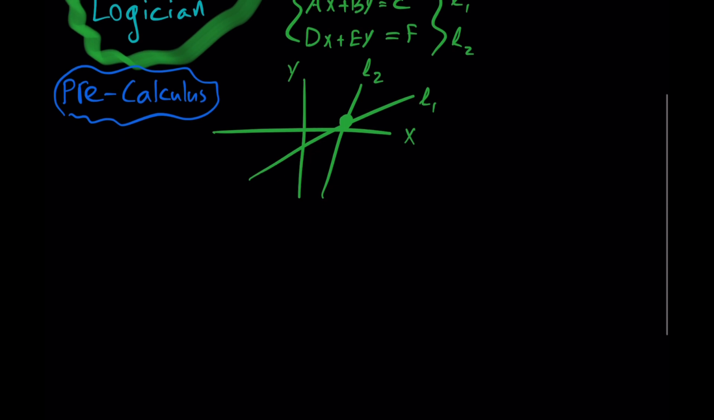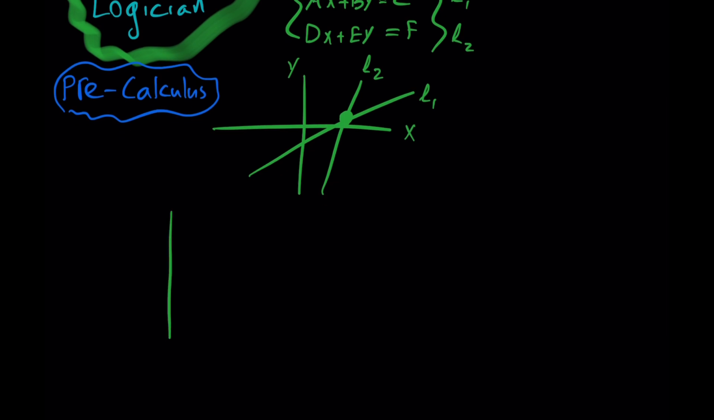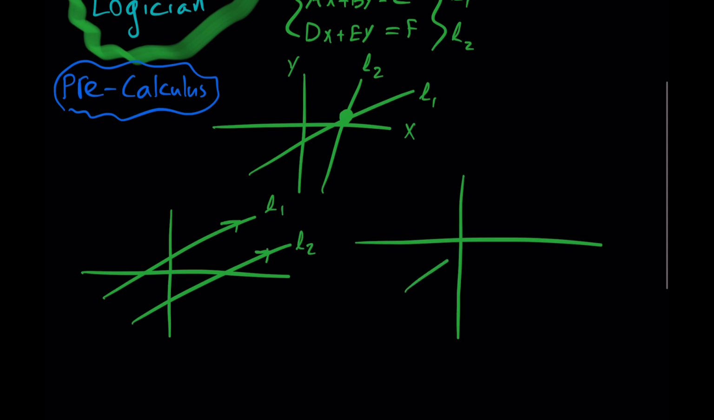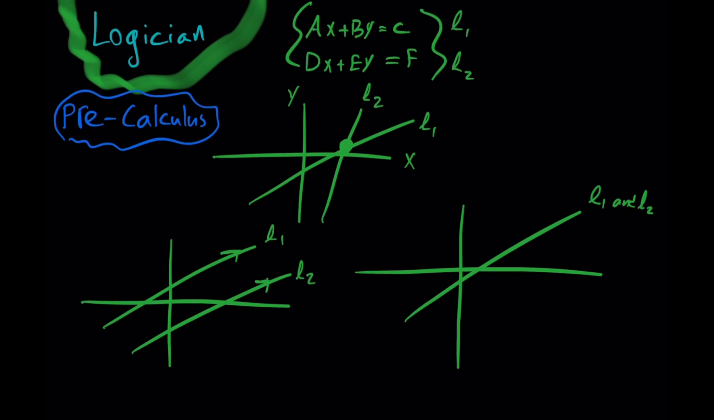There's one solution. Another possibility is that there are no solutions, where L sub 1 and L sub 2 are parallel and they have different y-intercepts. So there are zero solutions in that case. And the third possibility is that line 1 and line 2 are the same exact line, and so there are infinitely many solutions. So let's solve that system. We want to find out what x and y are going to be to satisfy both equations simultaneously.